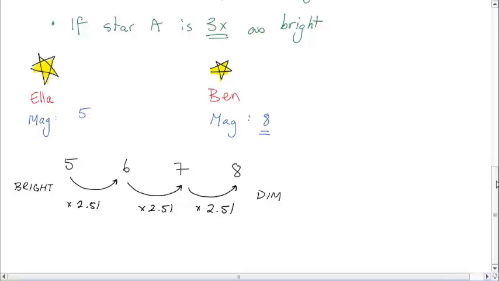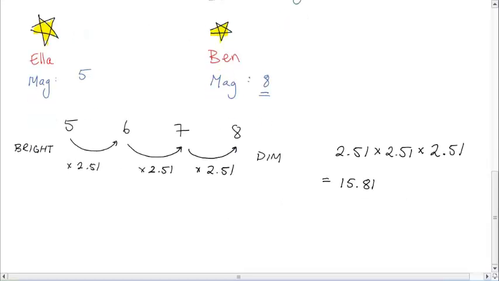So if we want to figure out how many times brighter Ella with magnitude 5 is than Ben with magnitude 8, what we do is 2.51 times 2.51 times 2.51. And if you plug that into your handy-dandy calculator, you should get the number 15.81. Now, you might have noticed that 2.51 times 2.51 times 2.51 is the same thing as writing 2.51 to the power of 3, which will also give you 15.81.